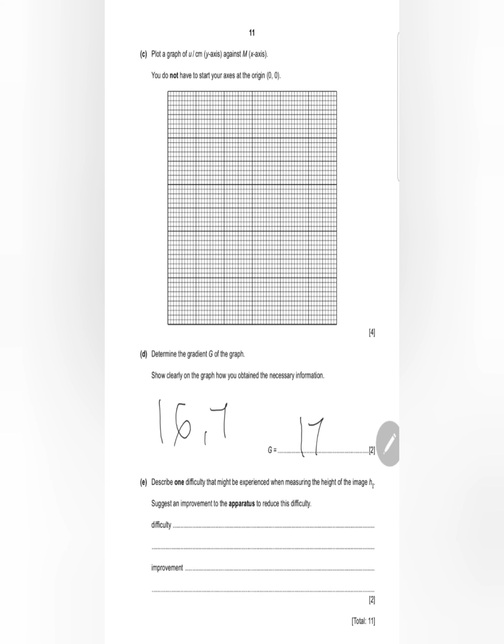Another difficulty would be that if you were trying to measure, you might actually cover the space where you're trying to measure and you're not able to actually see properly what it is you're measuring. So one way would be to just mark the points where the image ends and then measure afterwards. So those are the possibilities in terms of answering that last question. Let me know if you have any questions.